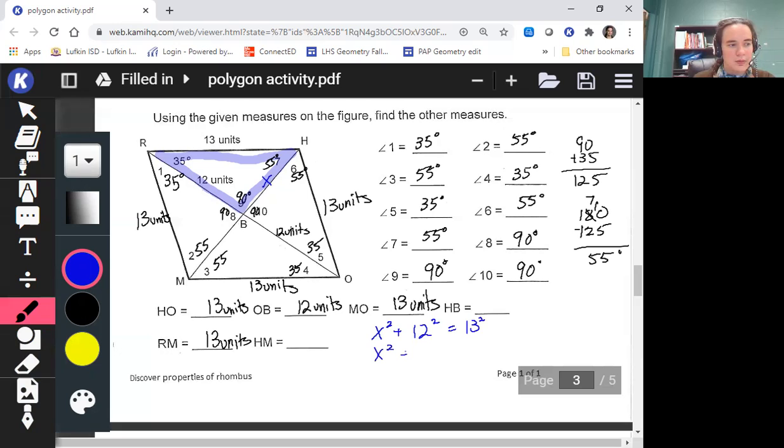So we have x squared plus 144 equaling 169. Subtracting that 144 from both sides, x squared equals 25. Taking the square root of both sides, x equals 5. So that's the length of HB, which means that BM is also 5. And 5 plus 5 is 10 units.